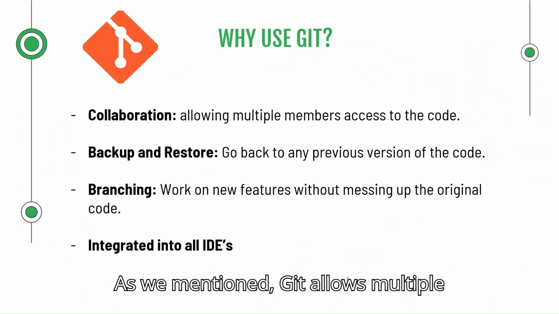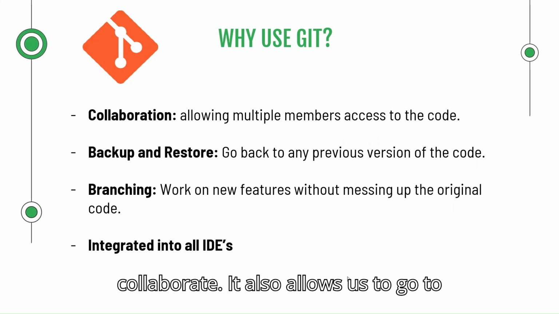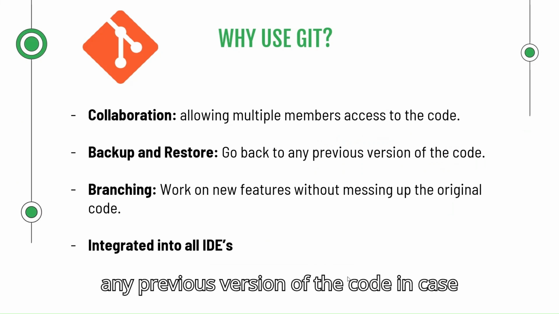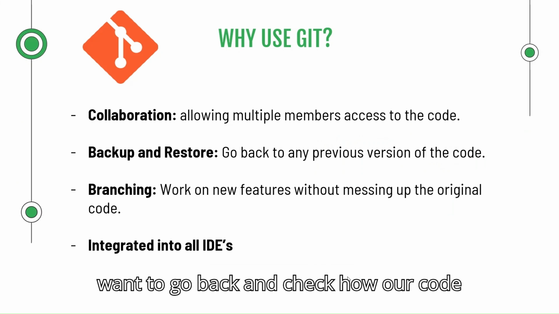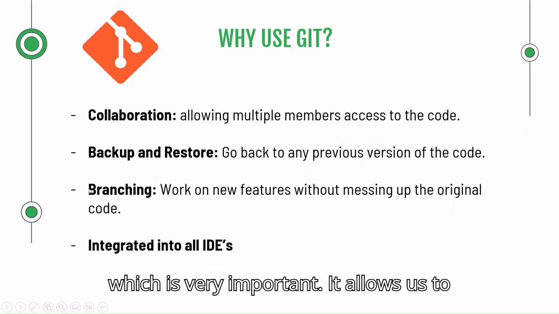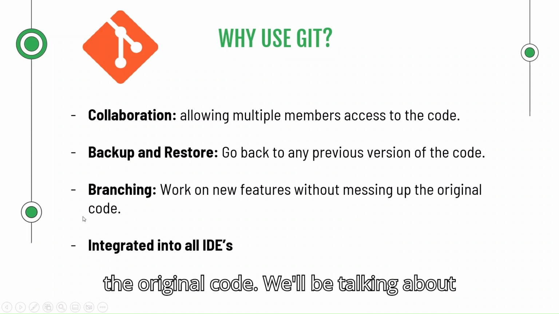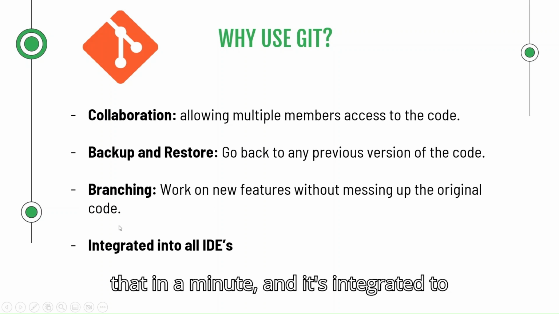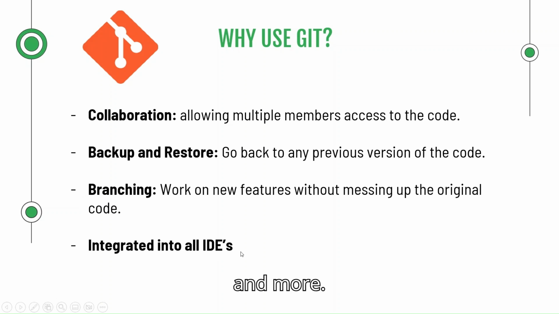As we mentioned, Git allows multiple members to access the code and collaborate. It also allows us to go to any previous version of the code in case our current version has any errors and we want to go back and check how our code was. Git also features branching, which is very important. It allows us to work on new features without messing up the original code. We'll be talking about that in a minute. And it's integrated to all IDEs like Visual Studio, PyCharm, and more.